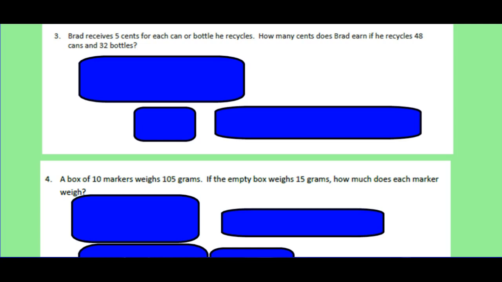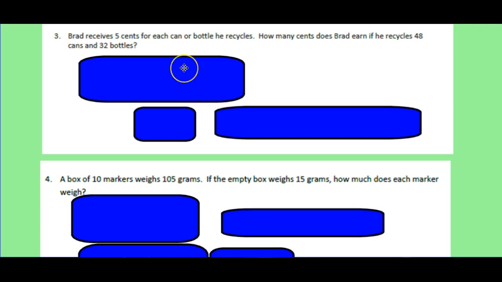So we know that he receives 5 cents for every can and bottle that he recycles. And I know that he's recycling 48 cans and 32 bottles. So we're trying to see how many cents he is earning in all. So first step that we need to take is we need to take 48 and 32 and add them together to see how many cans and bottles he has all together, so we can see how much money he's going to make.